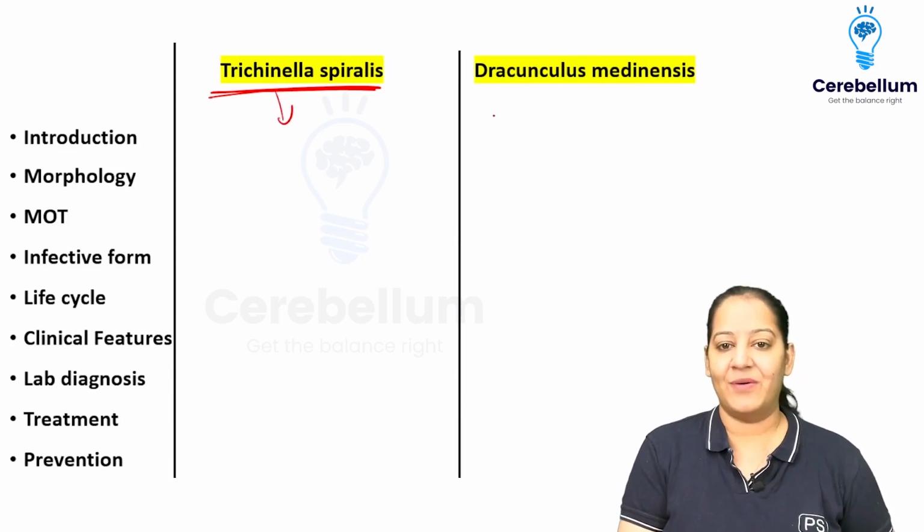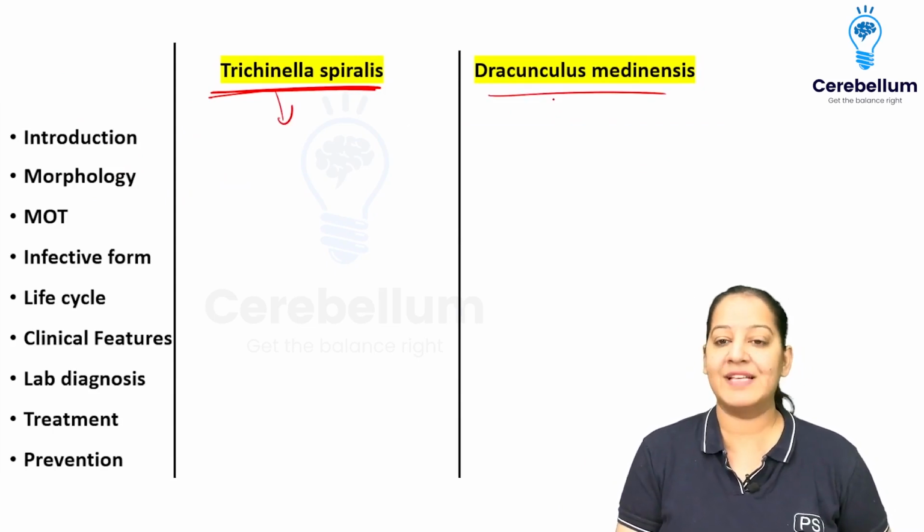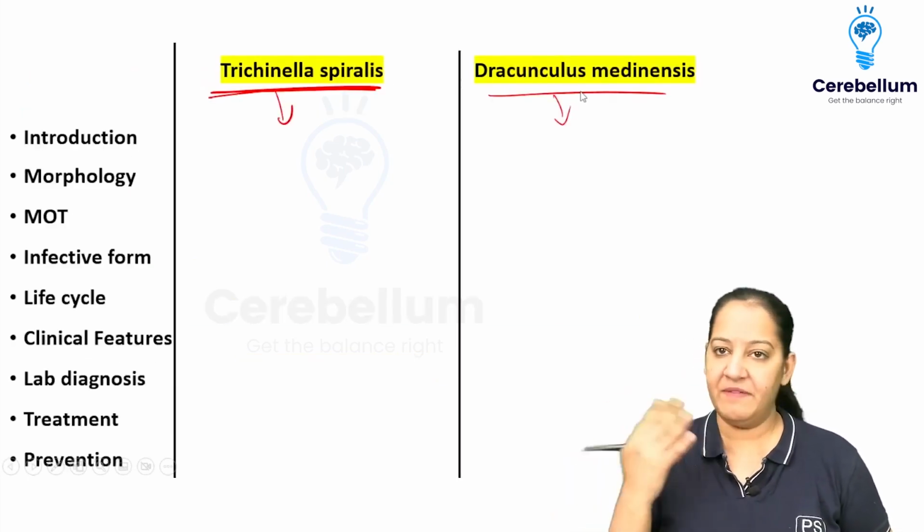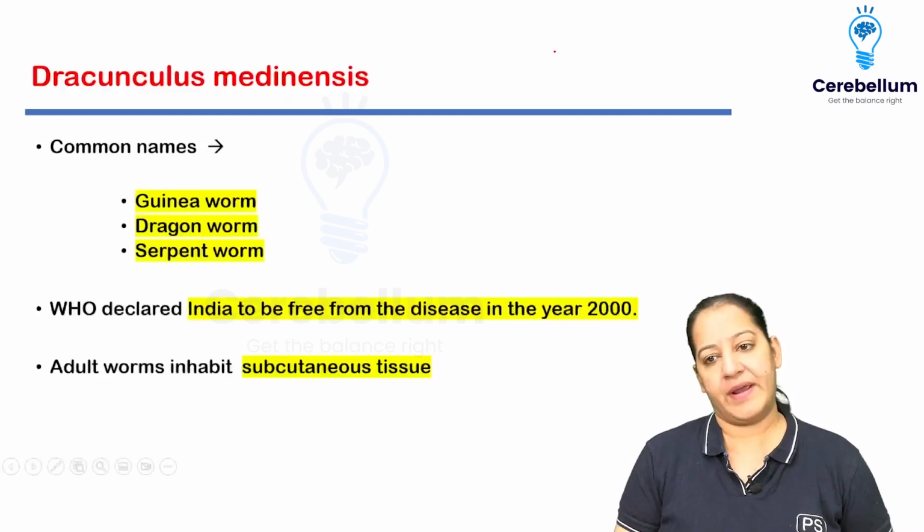Let's solve some PYQs on it and move to the next worm, the next parasite, that is D. medinensis. So okay, we will solve the PYQs together. So let's directly move on.